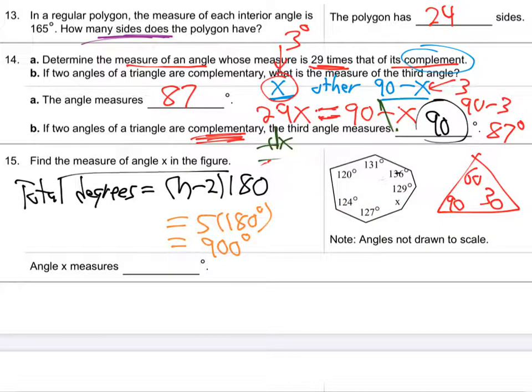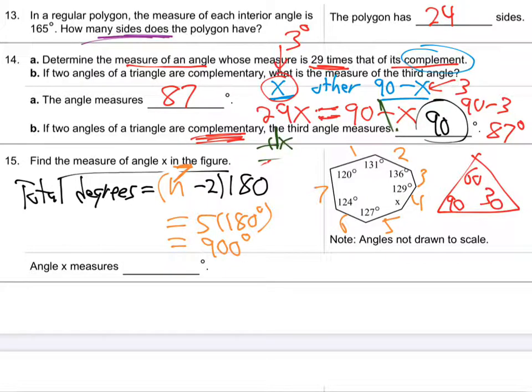Now, the formula would have given you the same answer. Remember, n is always the number of sides. There's 1, 2, 3, 4, 5, 6, 7 sides. So if you plugged in 7 for n, 7 minus 2 would be 5 times 180. Same thing either way. So there's 900 degrees. Then we just add up all those angles and subtract from 900, don't we?